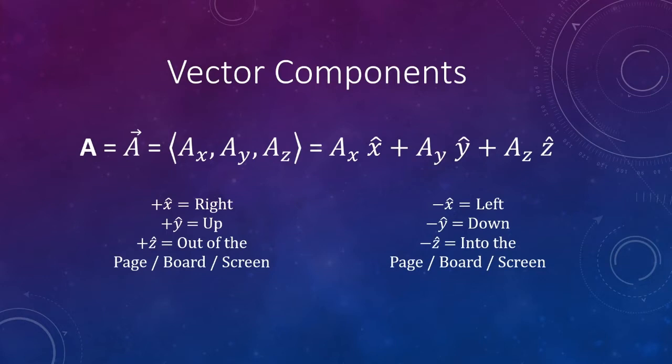So first, let's go over the components of a vector and our directions, because when we do the cross product, it's inherently three-dimensional, so we have to account for all three dimensions. I write the vectors with the symbol with the arrow on top. They'll have x, y, and z components, where plus x is to the right, minus x is to the left, plus y is up, minus y is down, and then for the third direction, z, plus z will be out of the page, the board, the screen, and minus z will be into the page, board, or screen.